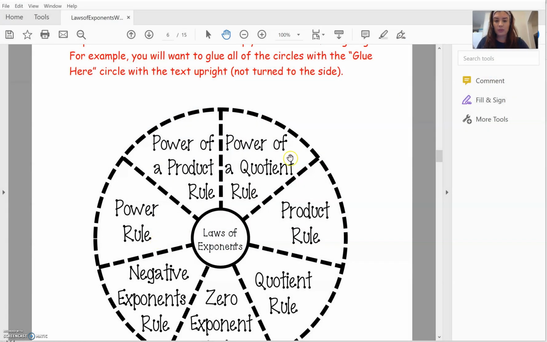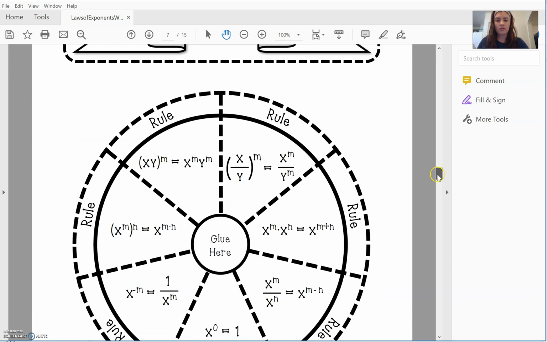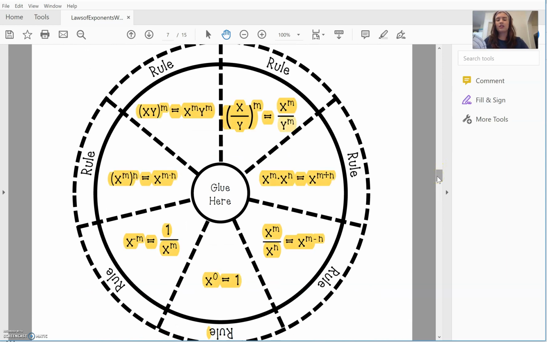Okay, so your first paper looks like this. So this just labels each different rule. Okay. So this is our second page. Okay. So you have to make sure that you line up your top with the bottom correctly. So you're going to take this, cut it out of your paper, and set it right on top of this. Okay. So what you should have is, I'll help you line it up.